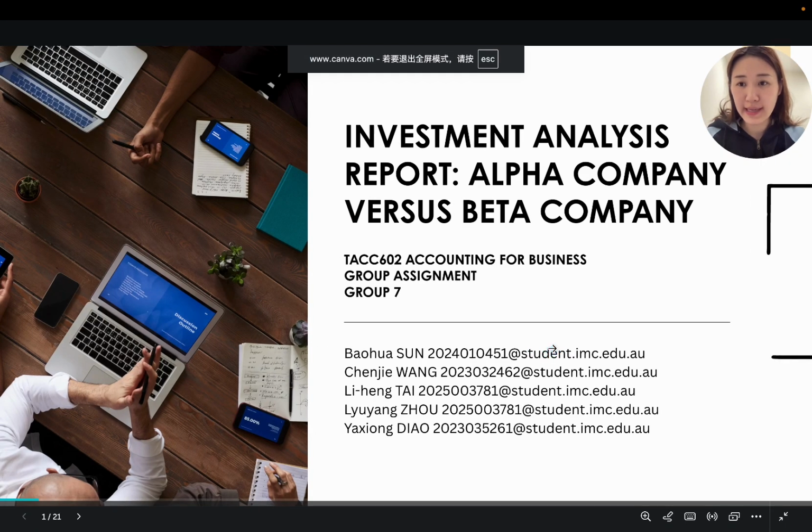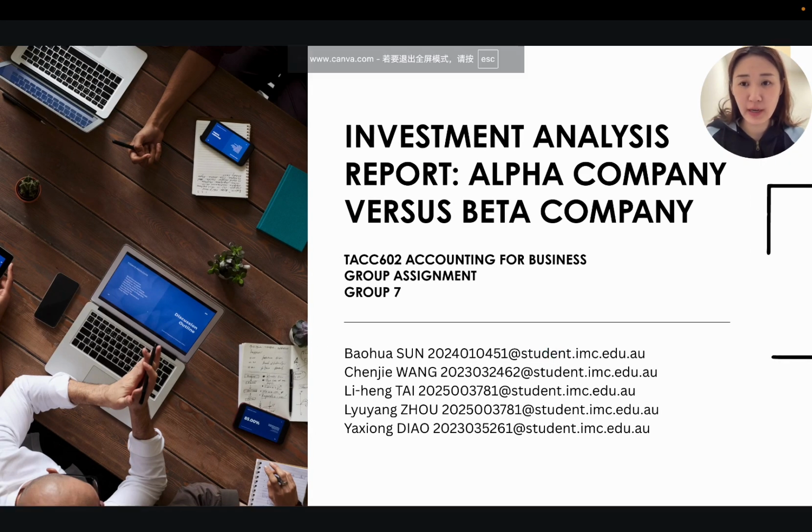Hello everyone, today our Group 7 will present a comparative financial analysis between two companies, Alpha and Beta. Our focus will be on 5 key perspectives: liquidity, solvency, efficiency, profitability, and market outlook. By analyzing these areas step by step, we'll identify not only the financial health of each company, but also provide an investment recommendation at the end.